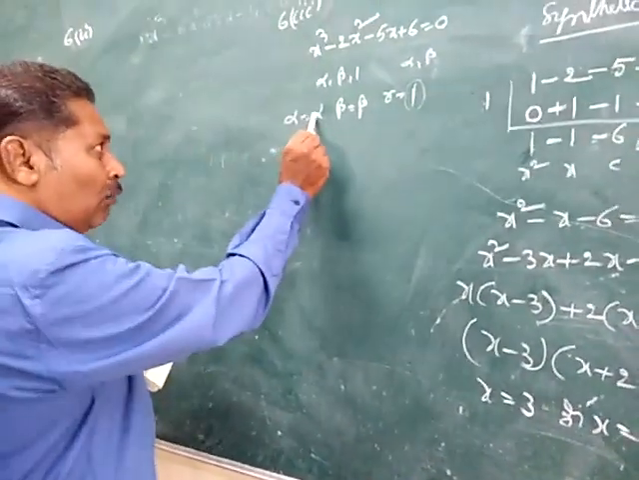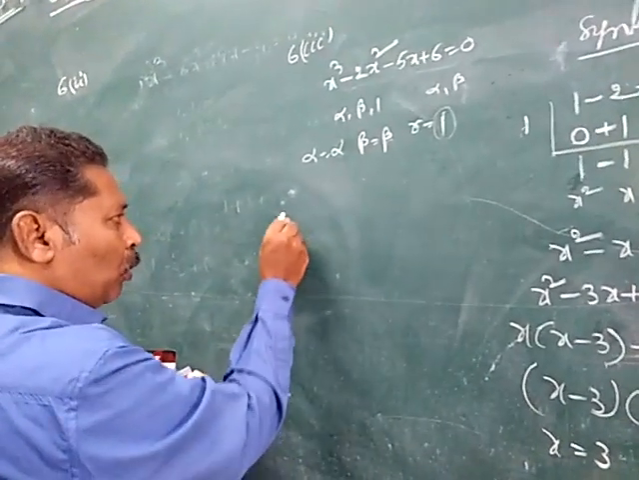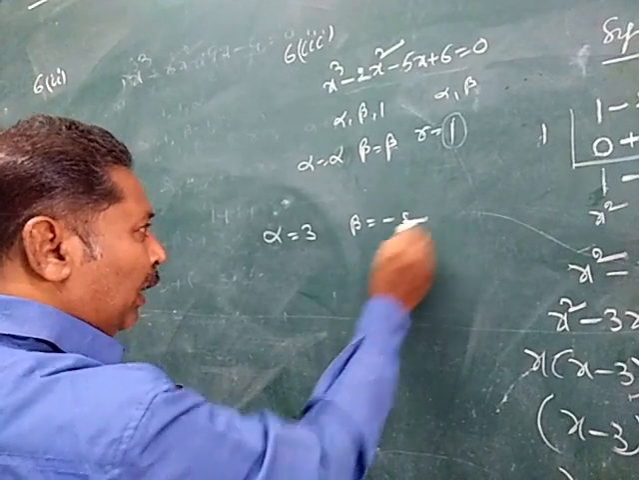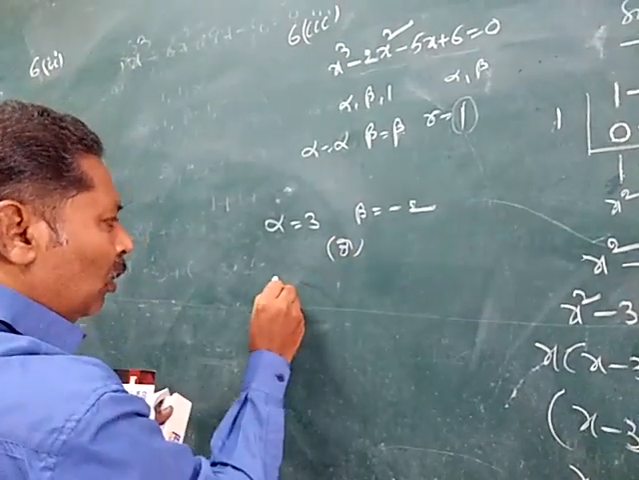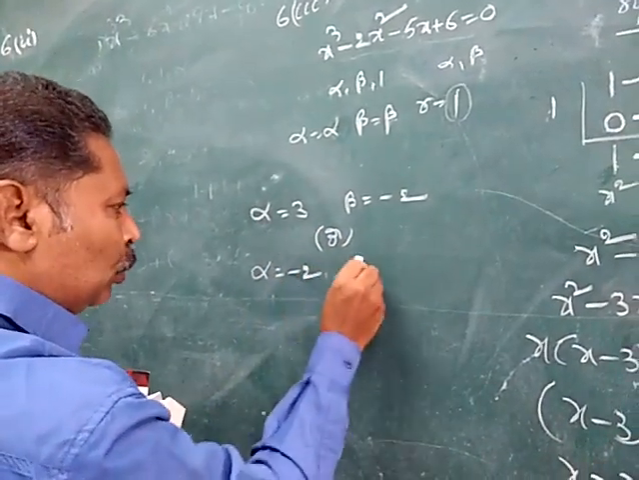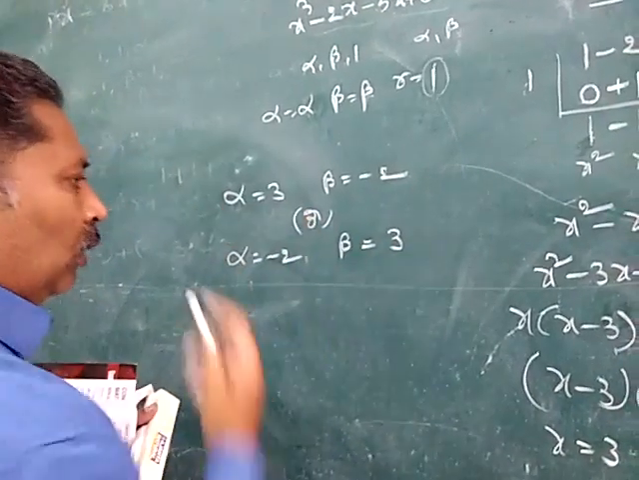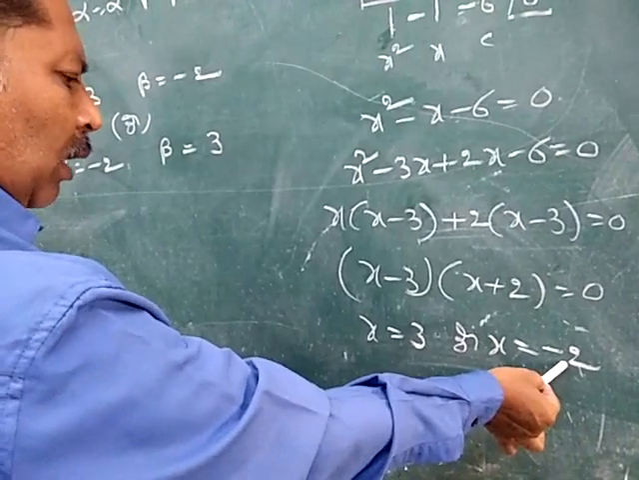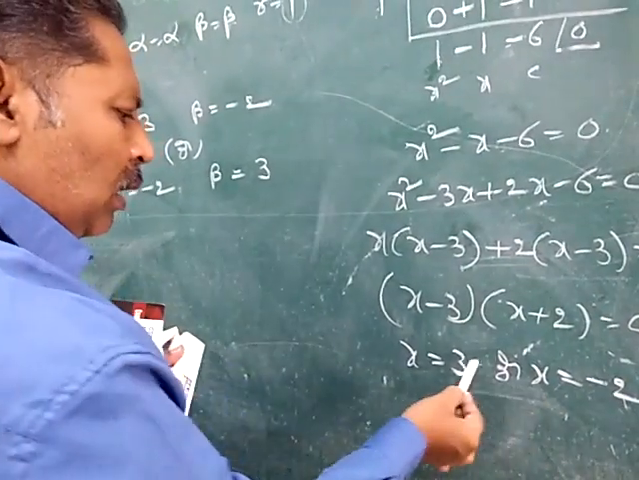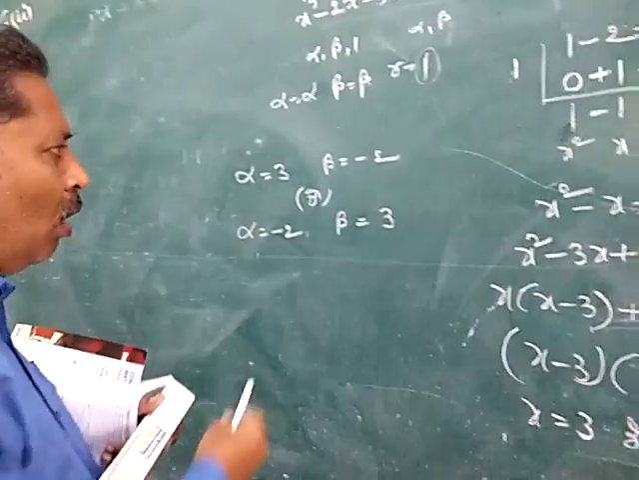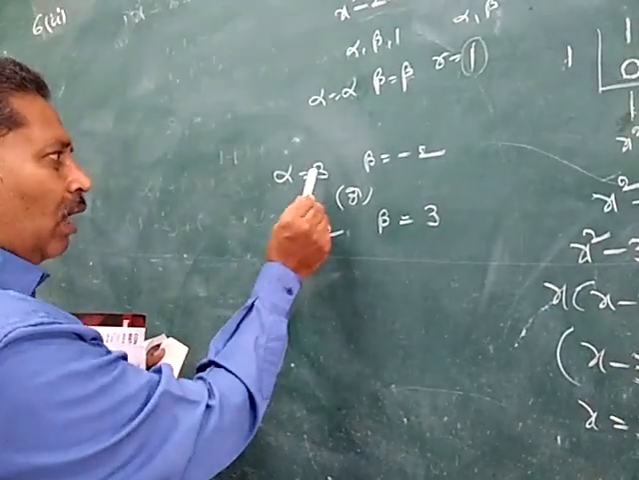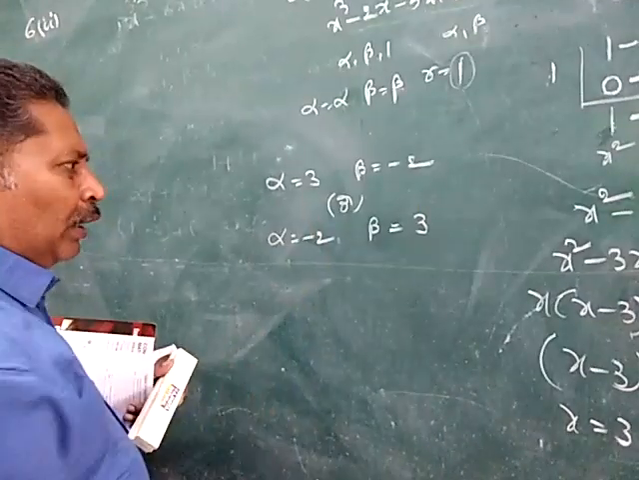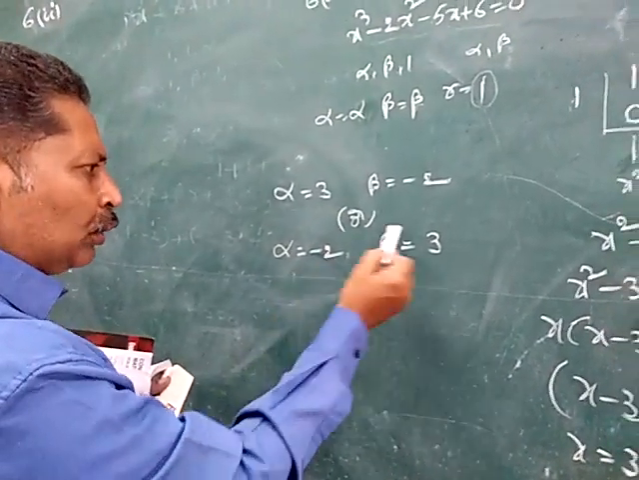Suppose we want alpha, beta values. Suppose alpha equal to 3, beta equal to minus 2. Or if alpha equal to minus 2, beta equal to 3. Suppose this is alpha, this value is beta. So alpha and beta values are 3 or minus 2, or minus 2 or 3.